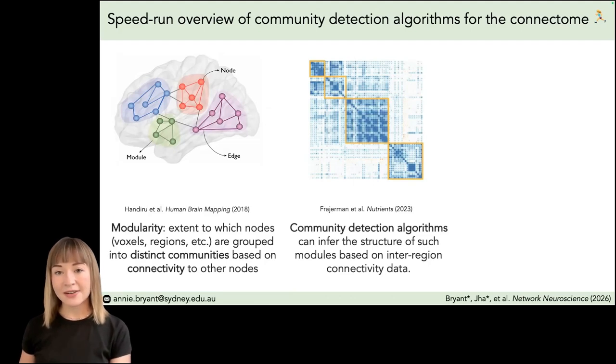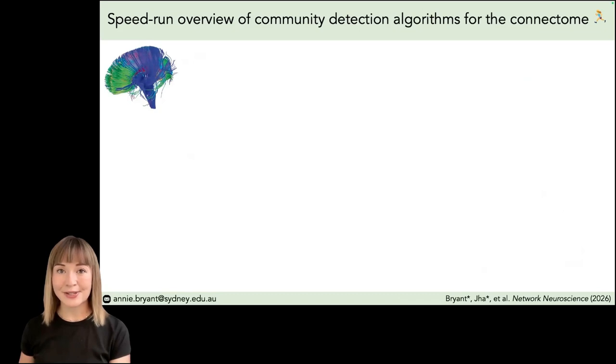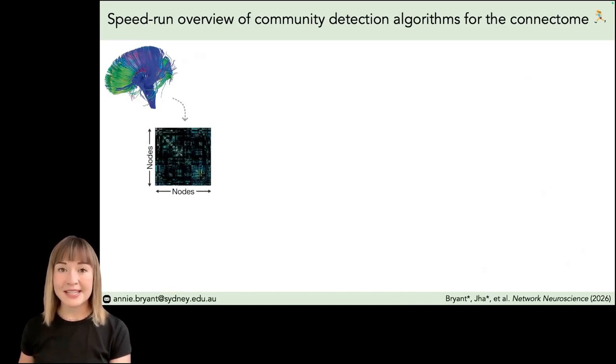And community detection algorithms are used to infer the structure of these modules, which can be mapped back onto the brain to interpret biological significance, such as comparing functional integration versus segregation over time. And in this work, we'll be focusing on the structural connectome estimated from diffusion tensor imaging, which can be represented as an adjacency matrix, where the rows and columns are regions, and each cell captures the estimated streamline count. And this can in turn be represented as a network of pairwise connections.